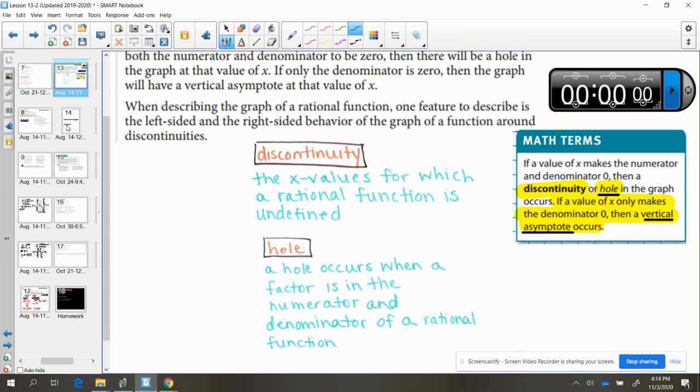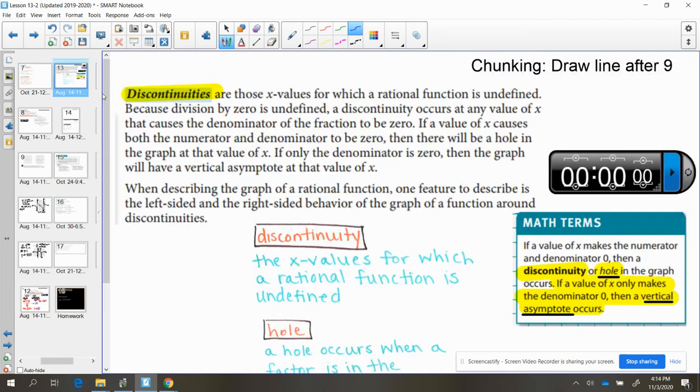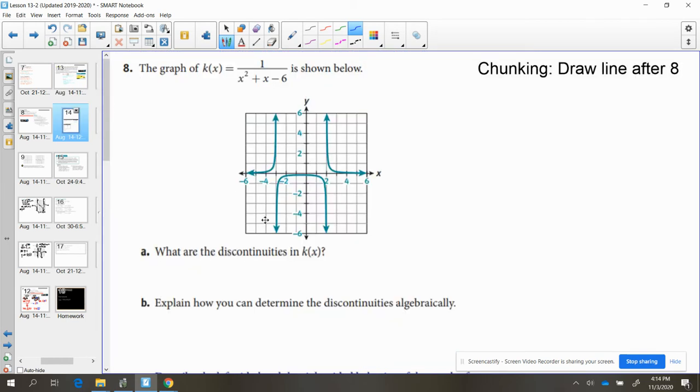So, moving on then to look at these in action. With these values here, if we look at the graph, in this case, if we factor this, what we're going to notice is that we end up with x plus 3 and x minus 2.